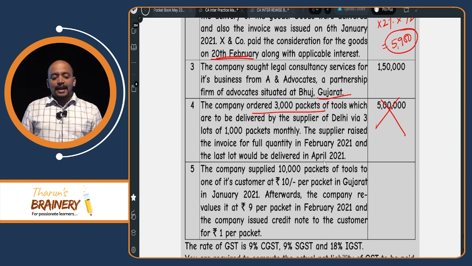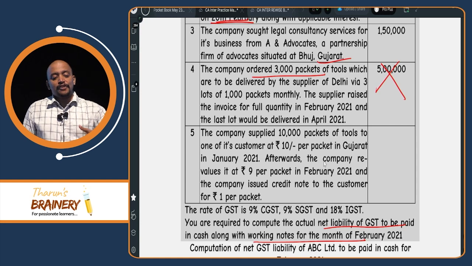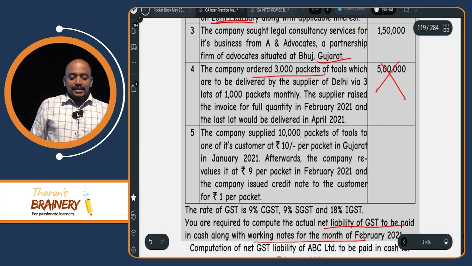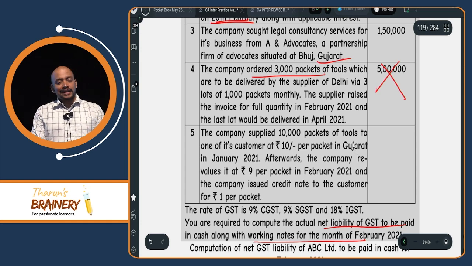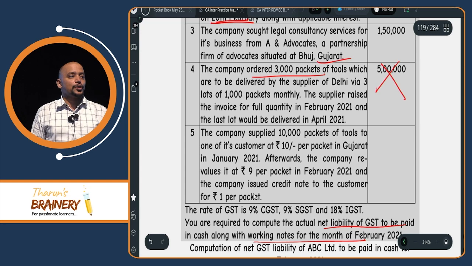Then the company supplied 10,000 packets of tools to one of its customers. This is an outward supply. The company supplied 10,000 packets of tools to one of its customers at 10 rupees per packet in Gujarat in January 2021. Afterwards, the company revalued it at 9 rupees per packet in February 2021 and the company issued a credit note to the customer for 1 rupee per packet.